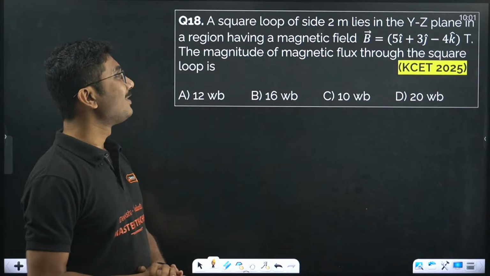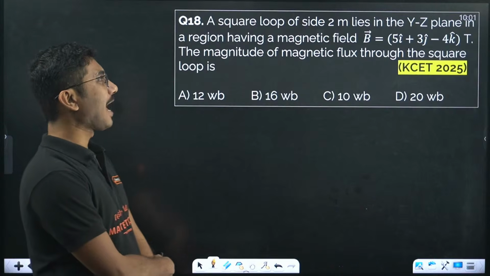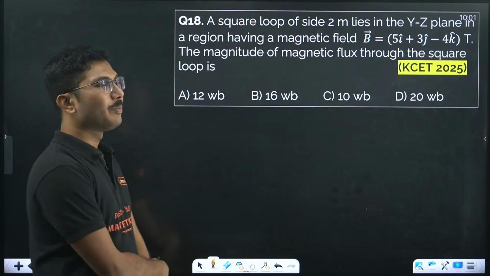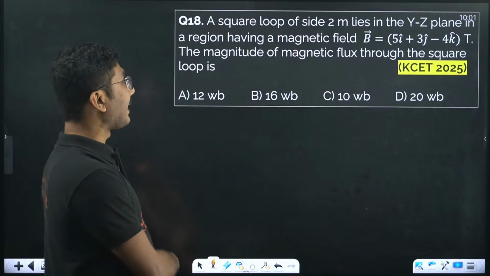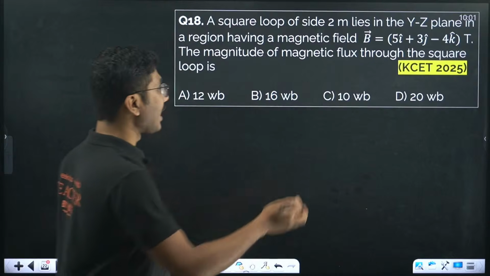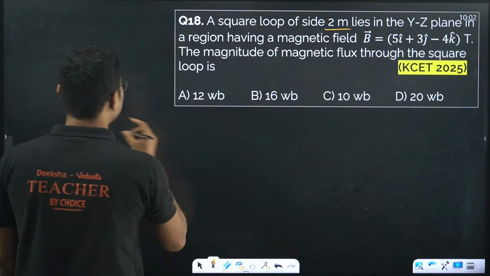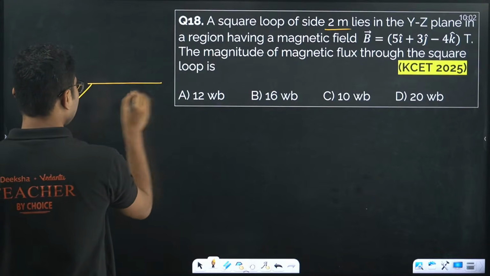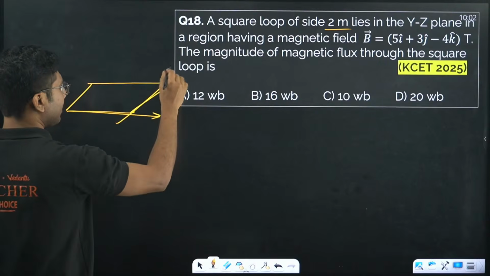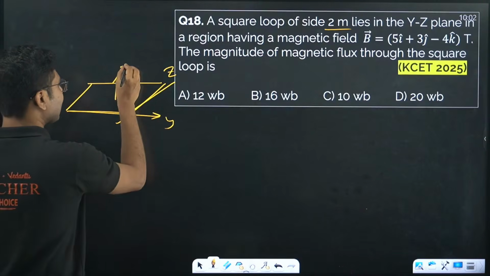A square loop of side 2 meter lies in the XZ plane in a region having magnetic field B equals 5i cap plus 3j cap minus 4k cap Tesla. The magnitude of the magnetic flux through the square loop is? So here we have a square loop in the YZ plane. YZ plane means what? Suppose this is the Y axis, this is the Z axis. The normal to the YZ plane is always X.